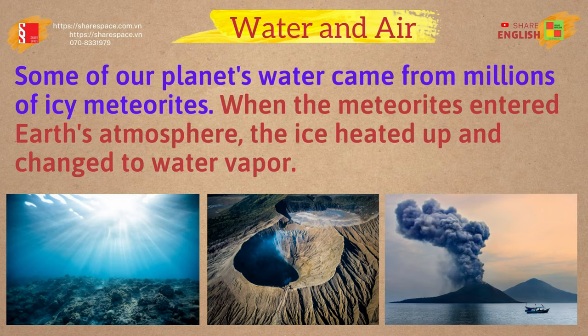Some of our planet's water came from millions of icy meteorites. When the meteorites entered Earth's atmosphere, the ice heated up and changed to water vapor.